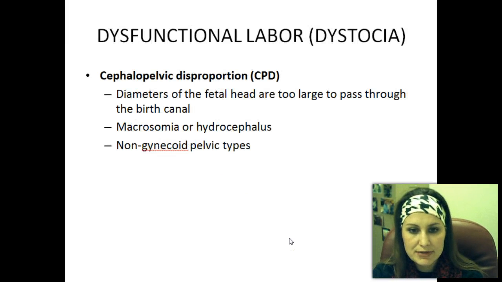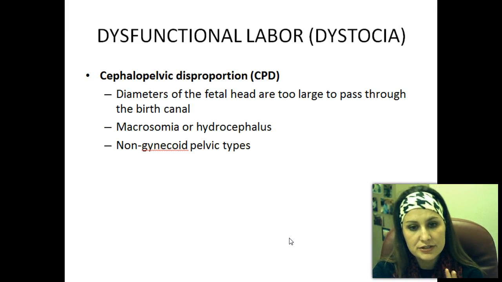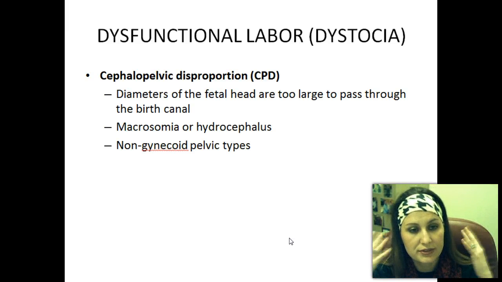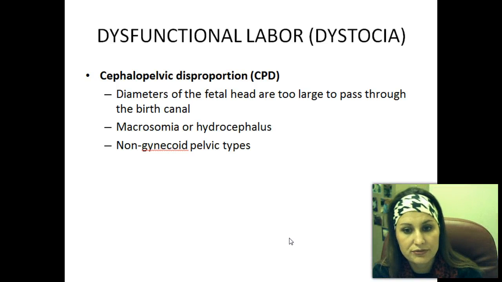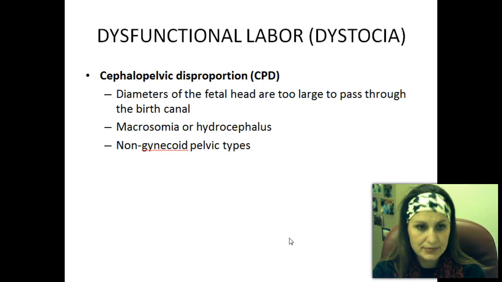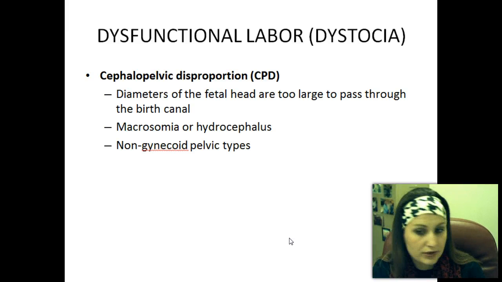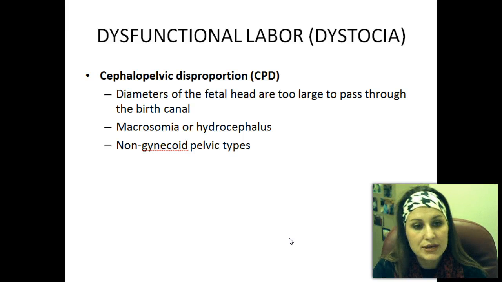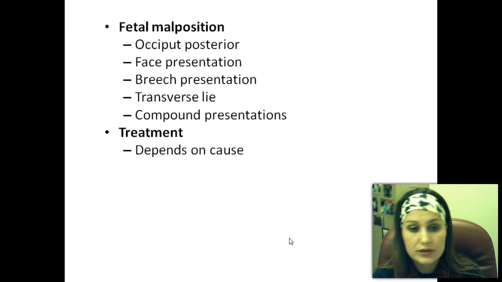Okay, so CPD, we've talked about this before, cephalopelvic disproportion. The diameters of the fetal head are too large to pass through the birth canal. Sometimes this is a macrosomic baby, a very large baby. It could be because of hydrocephalus, where the baby's brain is filled with fluid and the head is just too large. They will not make it through the birth canal. The other reason is pelvic types. They're not that gynecoid pelvic type, so the baby just will not fit through.